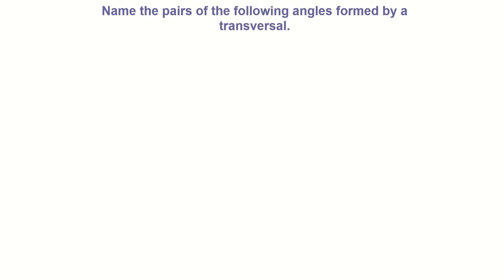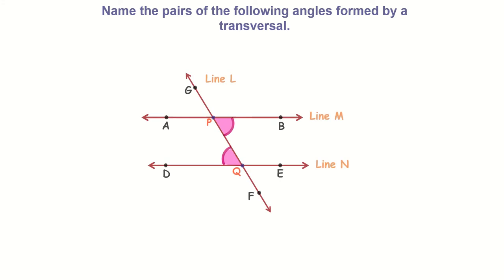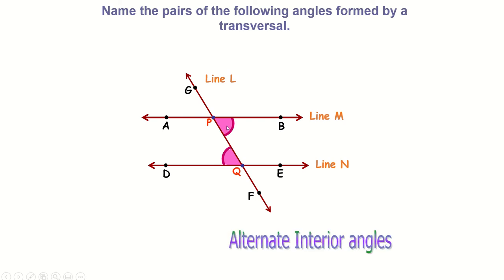Instructions. Name the pairs of the following angles formed by a transversal. So, there are two angles here, angle BPQ and angle DQP. So, the relationship between the two angles here, they're both alternate interior angles.